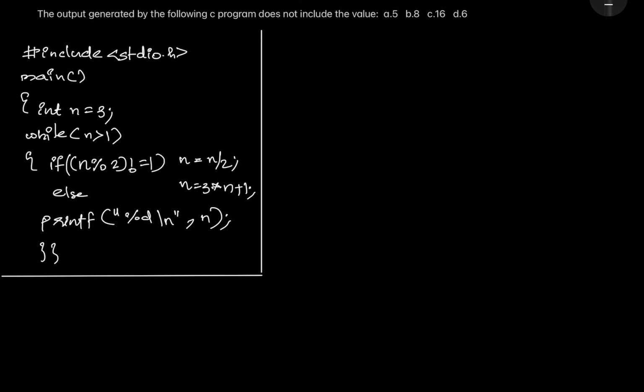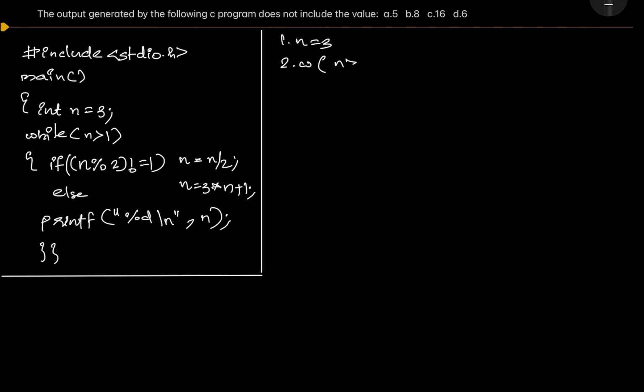First, #include <stdio.h>, main, then int n = 3, right? N equals 3. Then the next line is the while condition: n should be greater than 1. If the while condition is met, what happens? If n mod 2 is not equal to 1, that means n mod 2 is 0. If n mod 2 is 0, n will be n by 2.